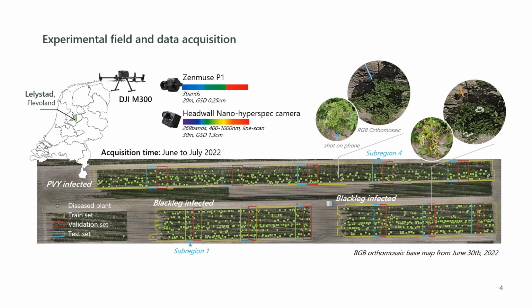In this study, we collected the RGB and hyperspectral imagery at Lelystad in 2022. RGB was acquired with DJI Phantom 4 P1, while hyperspectral imagery was collected with a line scan sensor, which has 269 bands, ranging from 400 to 1000 nanometers. A field inspector from the Dutch General Inspection Service for agricultural seeds and seed potatoes conducted a visual scouting, providing ground truth of the disease occurrence.